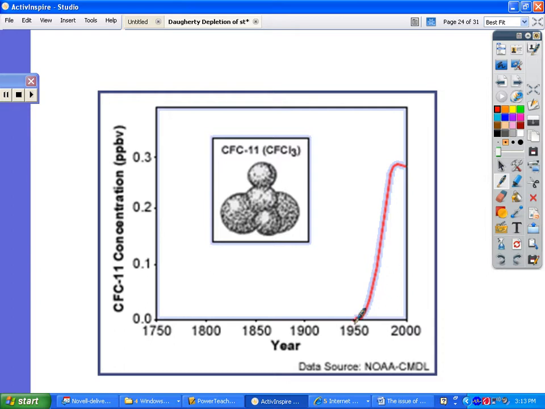And this little graphic real quick, it just shows you how much the CFC concentration has increased since the 1950s. So it has gone from nothing to close to 0.3 parts per billion.